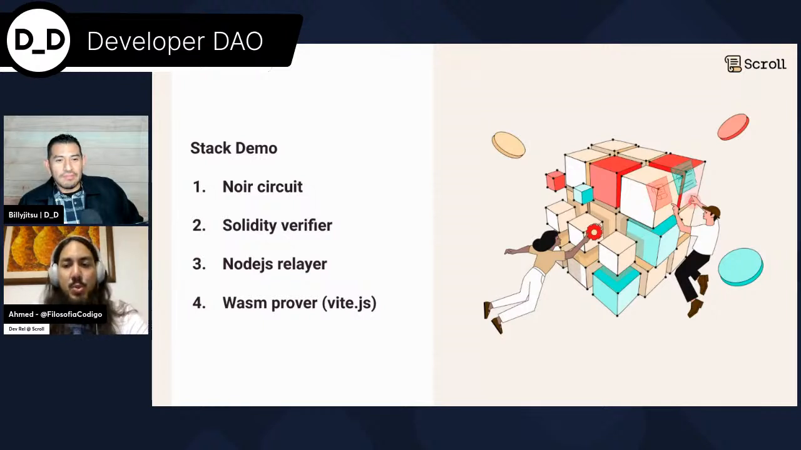Yeah. So just to do some recap about the general architecture of your ZK dApp. What does it need to have? So you will need a circuit. In this case, we use Noir, but you can replace it with Circom or ZoKrates or even Halo2, which is the one that Scroll uses for building Scroll. And you will also need a Solidity verifier that is going to be generated for you.